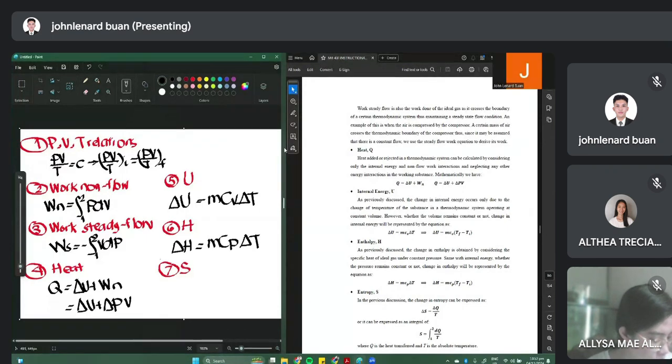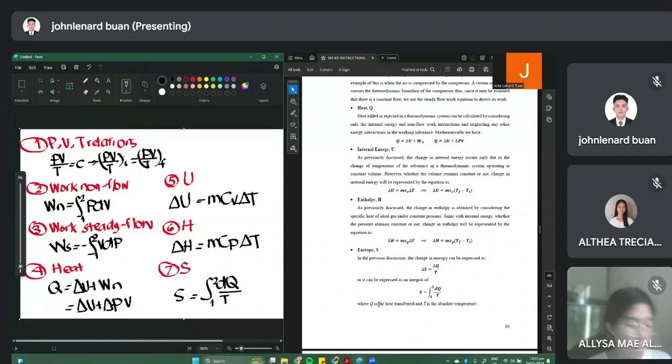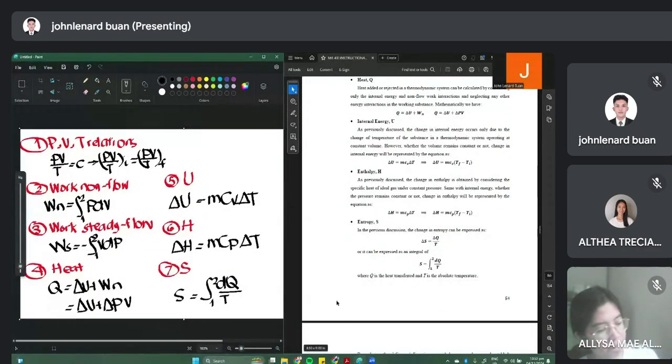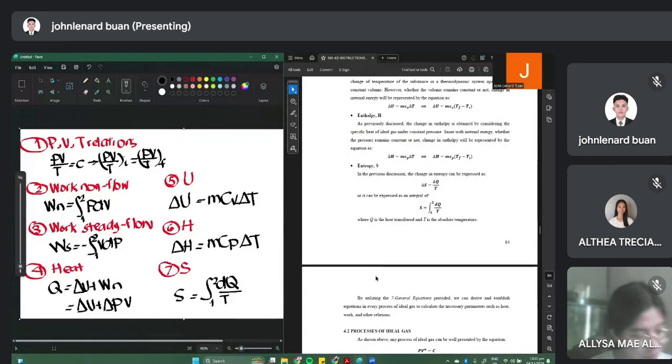For entropy, S is equal to the integral of dQ over T, from state point 1 to 2, where Q is heat transferred and T is the absolute temperature. Please take note of the following equations. By utilizing the seven general equations provided, we can derive and establish equations in every process of ideal gas to calculate the necessary parameters such as heat, work, and other relations.